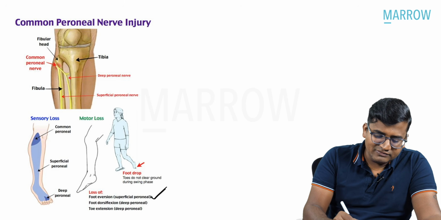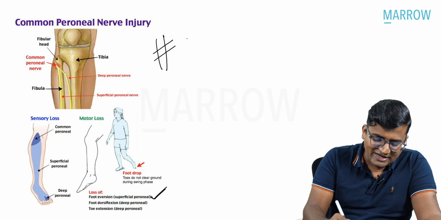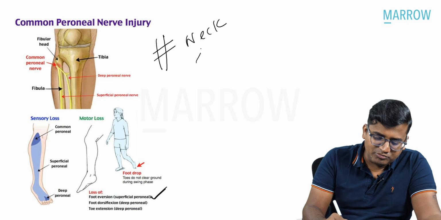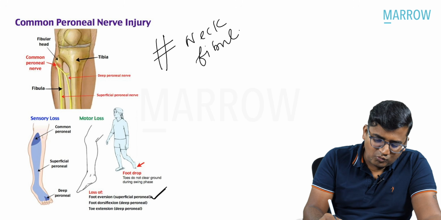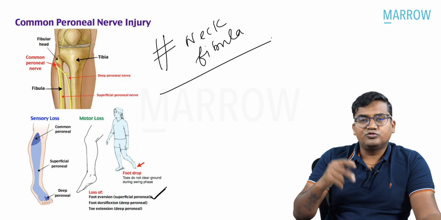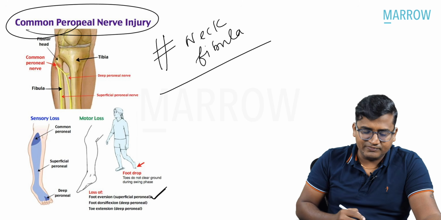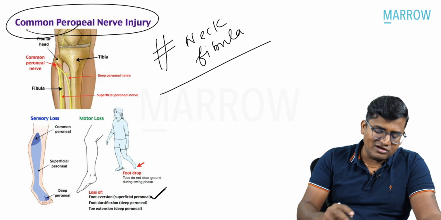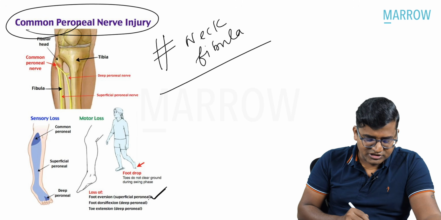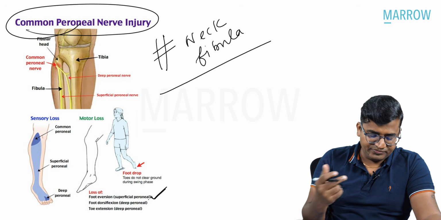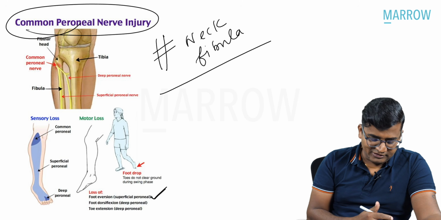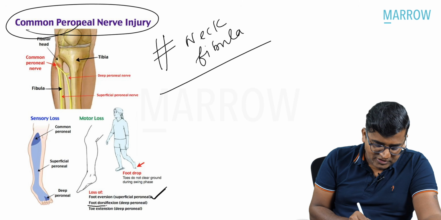So, common peroneal nerve injury means the patient is having fracture of neck of fibula. Common peroneal nerve winds around the neck of fibula. So fracture of neck of fibula in turn results in common peroneal nerve injury. In the common peroneal nerve injury or fracture of neck of fibula, patient has loss of eversion due to superficial peroneal nerve and loss of dorsiflexion.